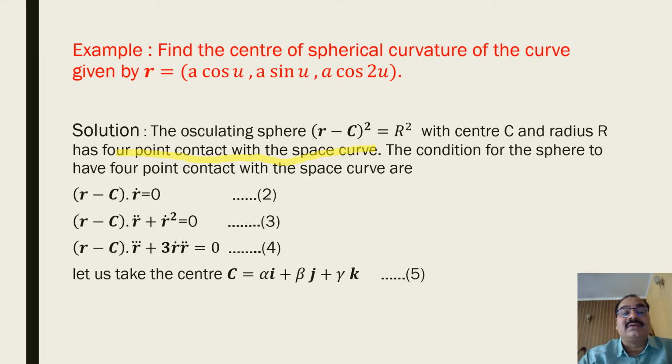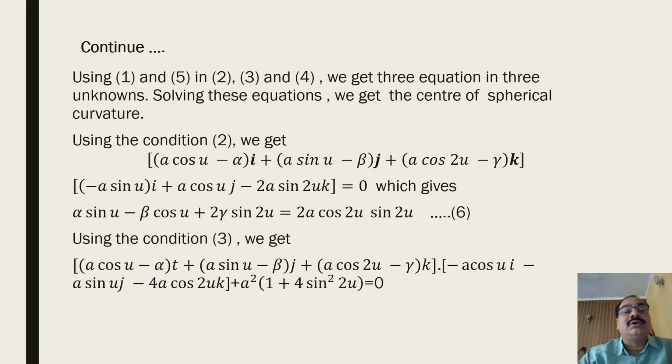And let us take the center c equal to alpha i plus beta j plus gamma k. So this is equation number 5. With these equations, if you simplify by using 1 and 5 in 2, 3 and 4, we get 3 equations in 3 unknowns. Solving these equations, we get the center of spherical curvature. Using condition 2, we will get this equation. Just simplify and check it on your own. From here you will get this equal to 0, which gives you this relation.